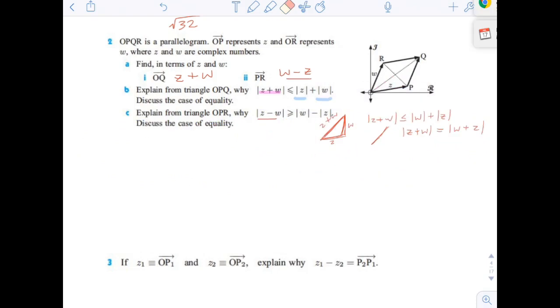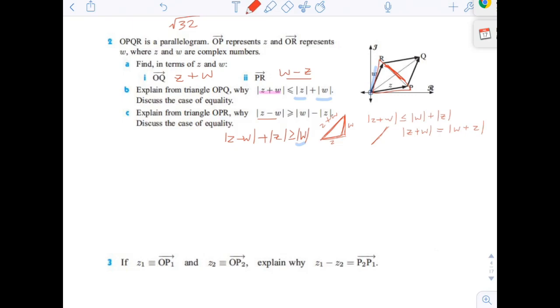Explain from the triangle OPR why the modulus of Z minus W is greater than or equal to modulus of W minus modulus of Z. Discuss the case of equality. Okay, so remember, the modulus of z minus w is like this side here, right? It's like the modulus of RP. And let's rearrange this. So if we have modulus of z minus w plus modulus of z, it's greater than or equal to modulus of w. Okay, so our w side is that.